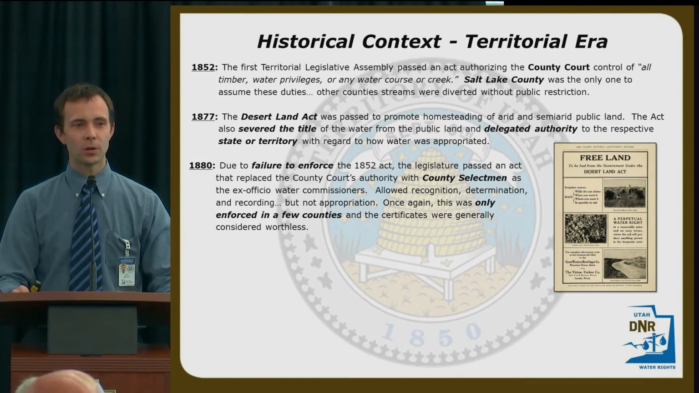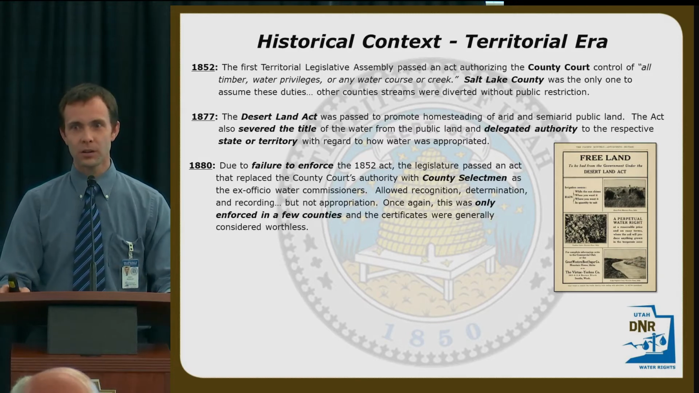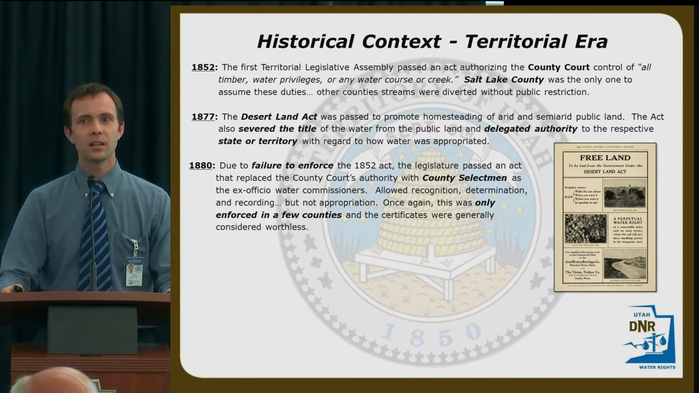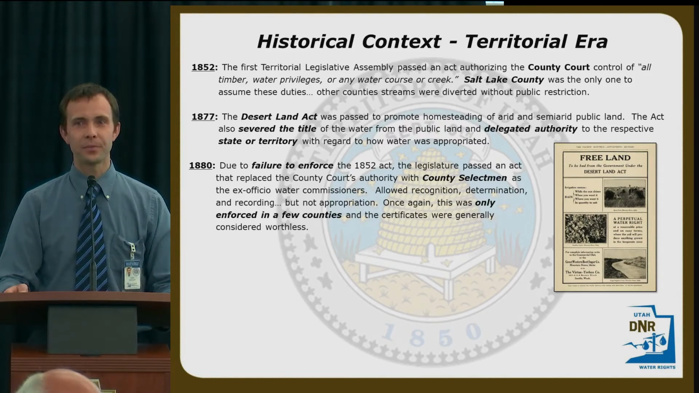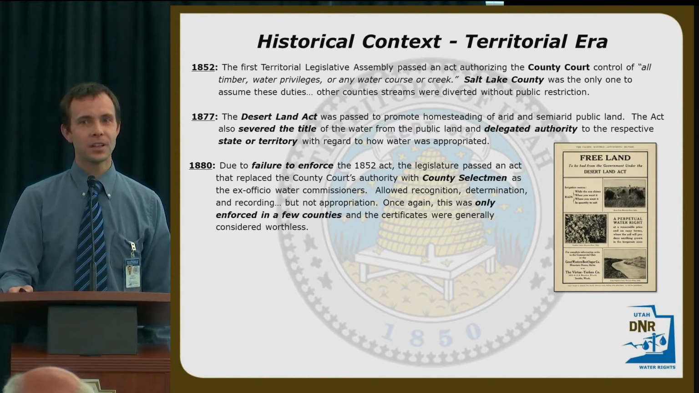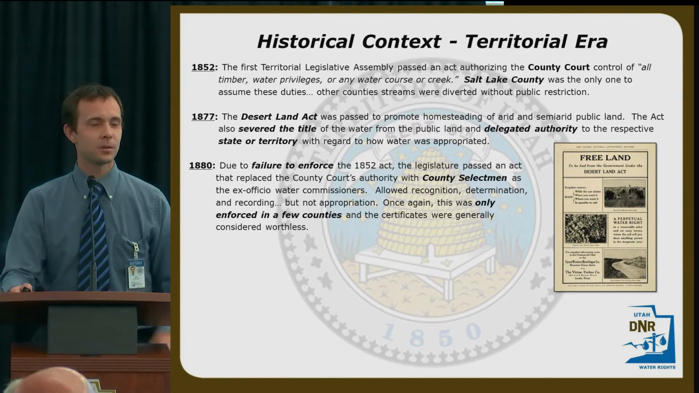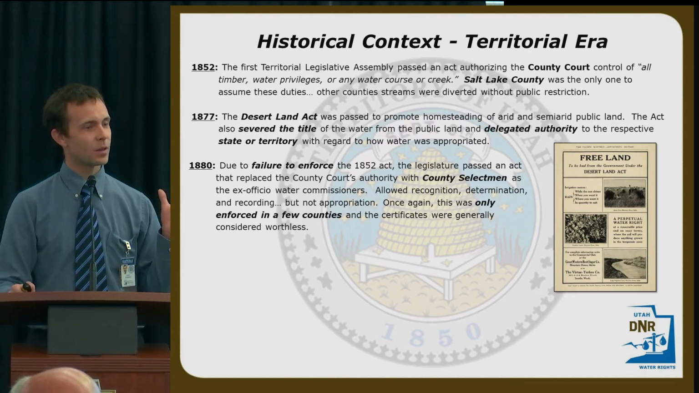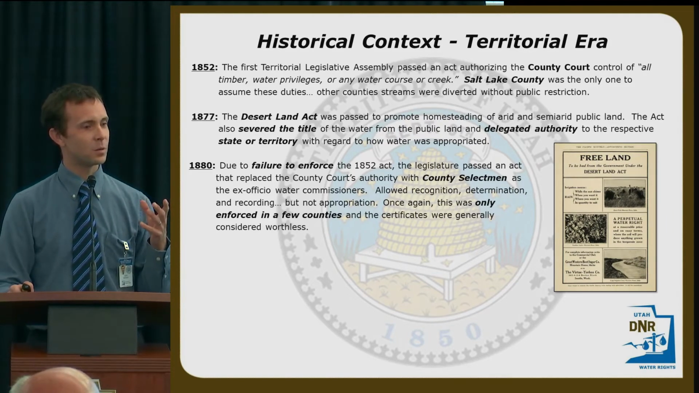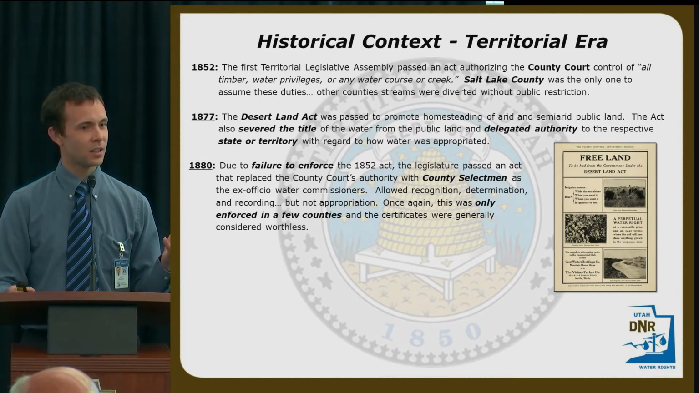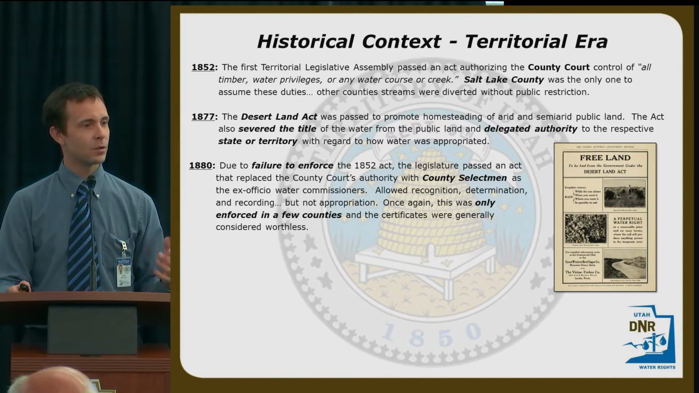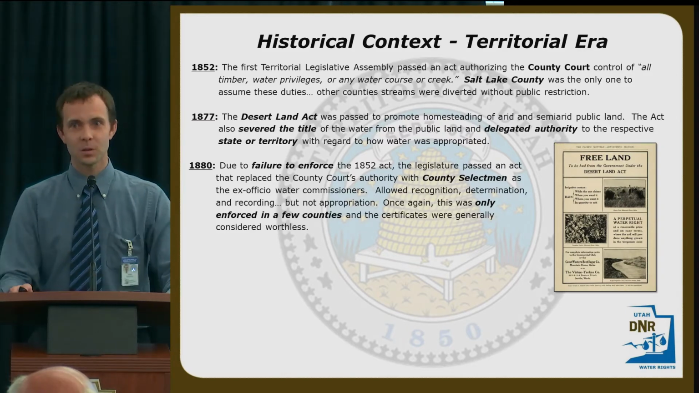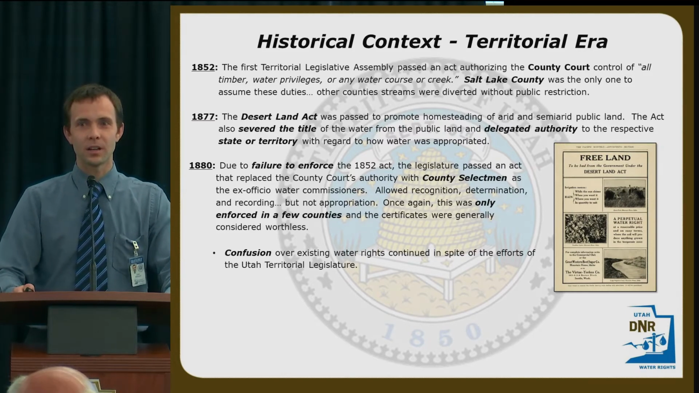But in order to initiate new water rights or appropriate new water rights, that was a different process at that time. So this was only, again, enforced in a few counties. So obviously the legal process or the system that was constructed apparently wasn't in widespread use, and it didn't seem to work very well statewide.